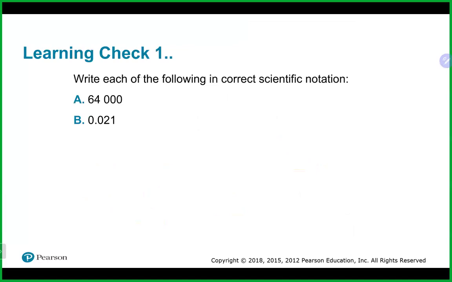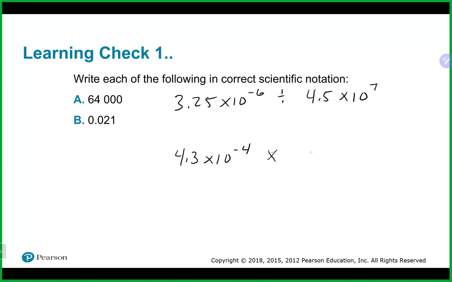So let me just make up some here. Why don't we do 3.25 times 10 to the minus 6, and let's divide it by 4.5 times 10 to the 7. And why don't you also do 4.3 times 10 to the minus 4, and we'll multiply it by 1.20 times 10 to the 5. All right, so punch those in properly into your calculator and see what answers you get. I'll do it as well since I just made it up, obviously.